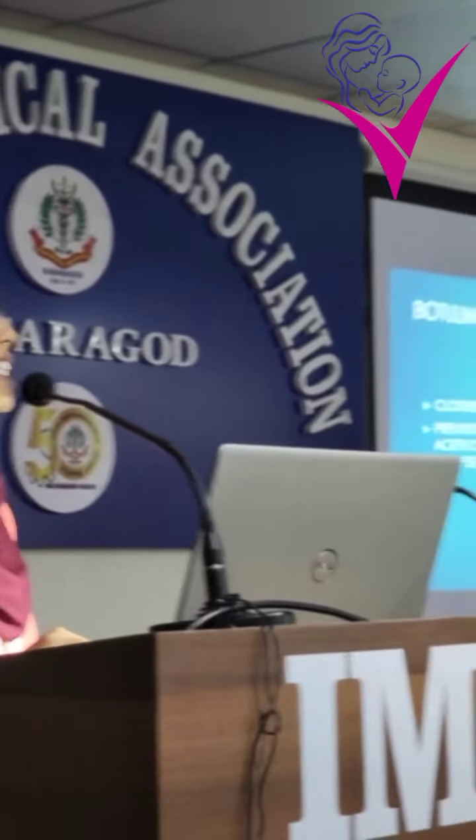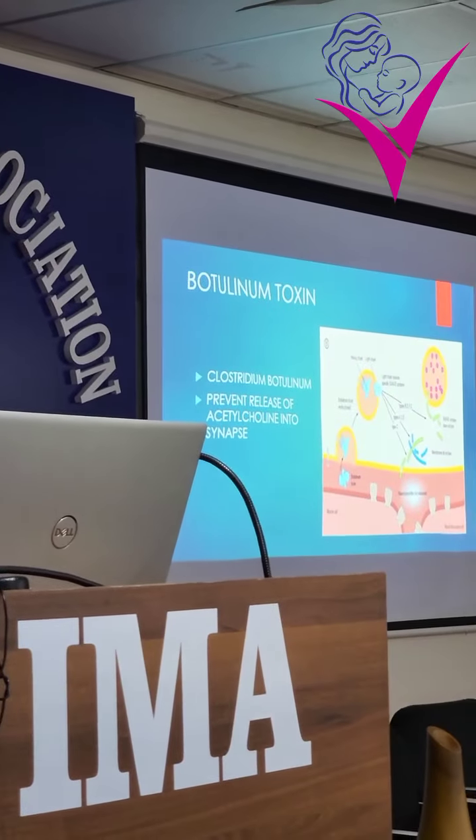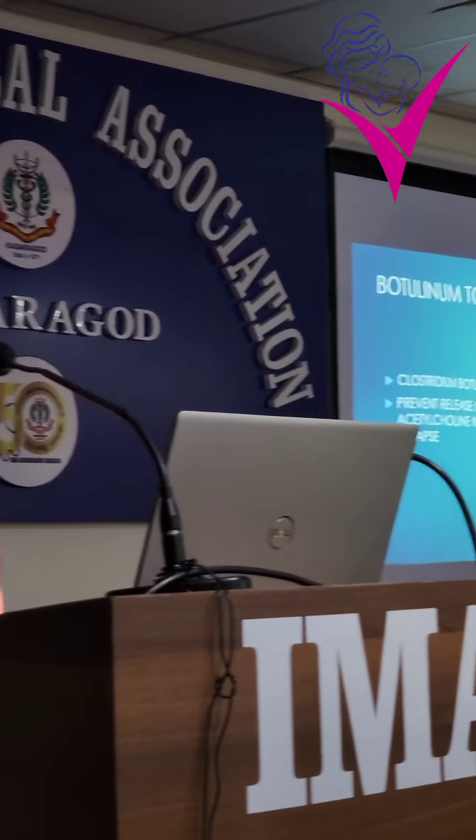Next, I will be talking about botulinum toxin. It is derived from Clostridium botulinum, and what it actually does is it prevents the release of acetylcholine into the neuromuscular synapse. So there is no muscle contraction with the use of botulinum toxin.